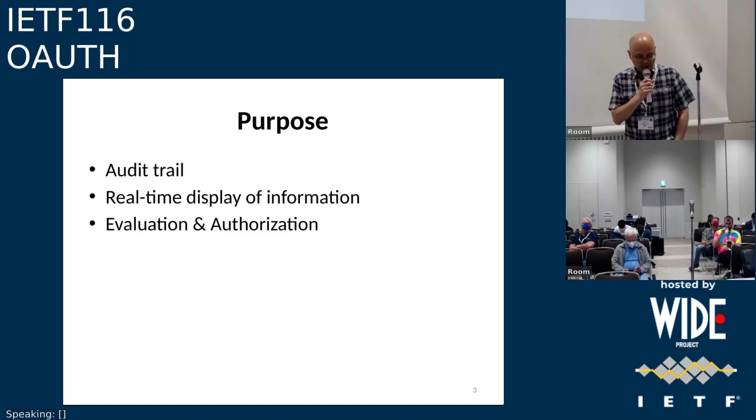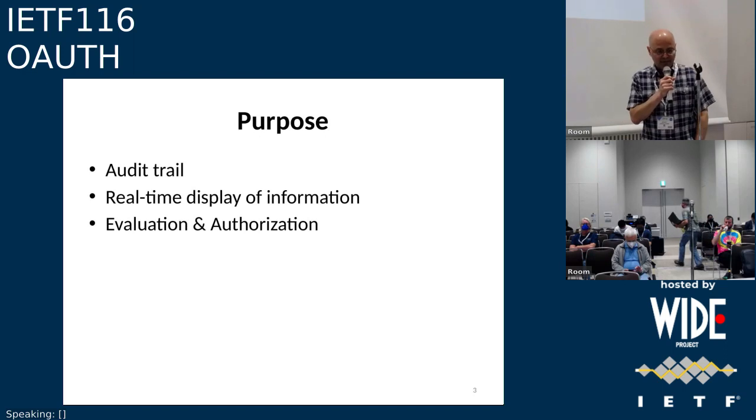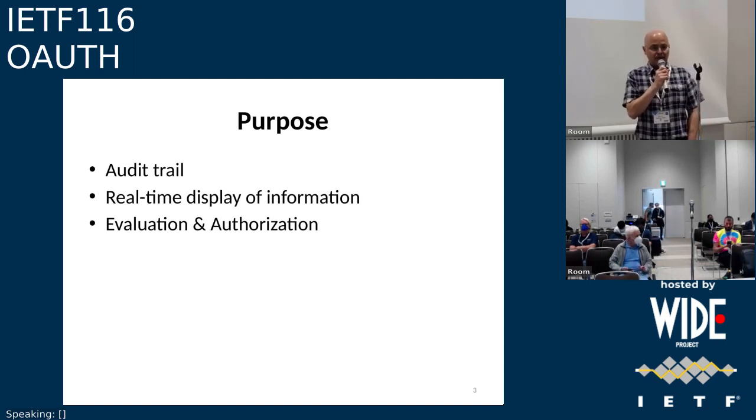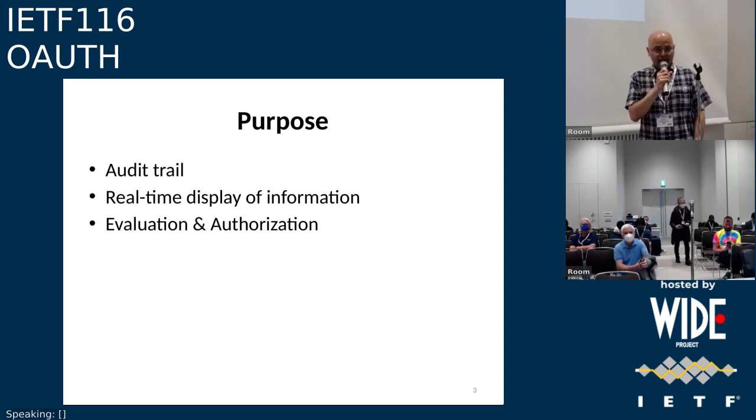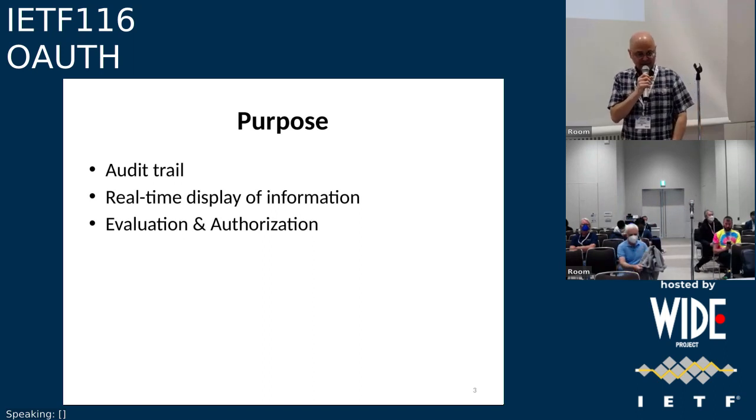So why are we doing this? There are a number of reasons. Audit trail is an obvious one. Real-time display of information and evaluation authorization. These are three reasons that we think that there is a need for such a combination, an embedding of tokens. Next slide, please.